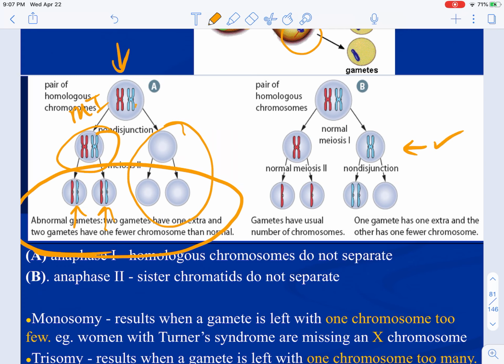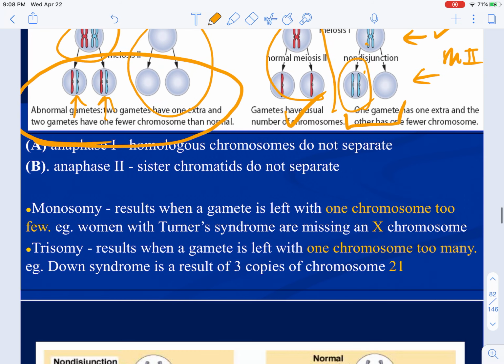If it was fine in meiosis 1, the homologous pair separated, so we're okay there. But then in meiosis 2, this one was okay, but this one, the chromosome did not separate. The two parts of it stayed together. And what happens there is that if non-disjunction, the wrong separation, happens in meiosis 2, it messes up 2 of the 4 gametes, and the other 2 are okay. So the earlier that it happens, the more it messes up the resulting gametes and the chromosome number in them.